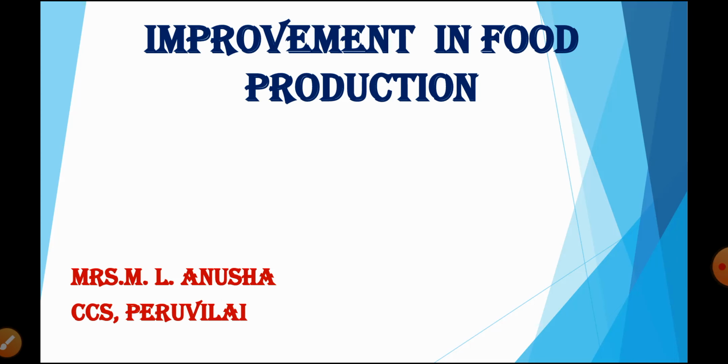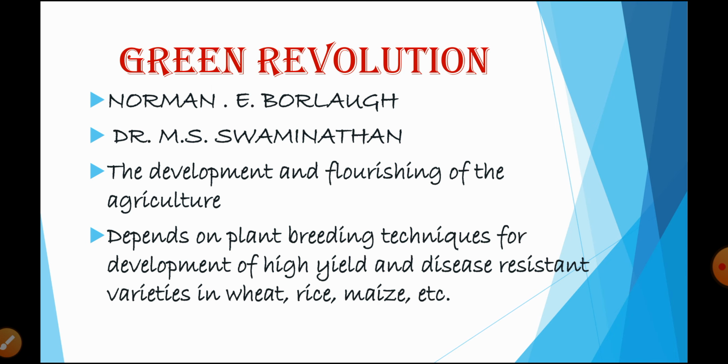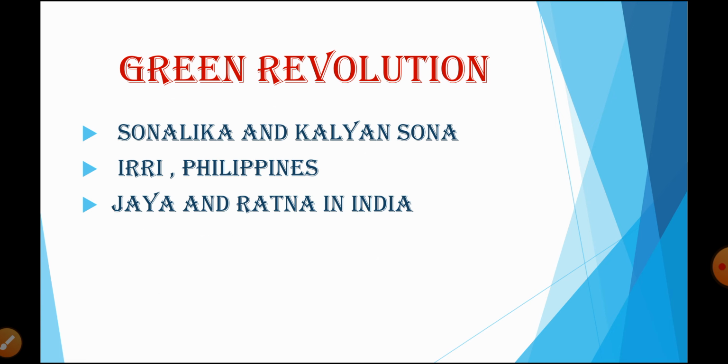Today we are going to learn the second part of improvement in food production. Already in the previous class we have learned about the green revolution in detail. So I hope you remember Sonalika, Kalyan Sona, IRRI, IR8 rice, and the Jaya and Ratna varieties of rice. Sonalika and Kalyan Sona are the varieties of wheat, okay, semi-dwarf varieties of wheat and rice.